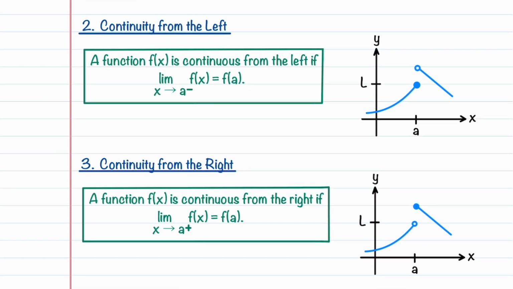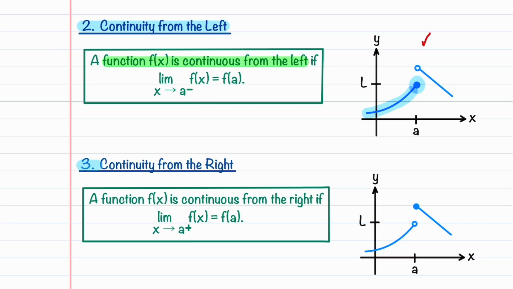Our second definition talks about continuity from the left. Our graph over here on the right shows a function that is continuous from the left. A function f of x is continuous from the left if the limit as x approaches a from the left is equal to our function value at a.